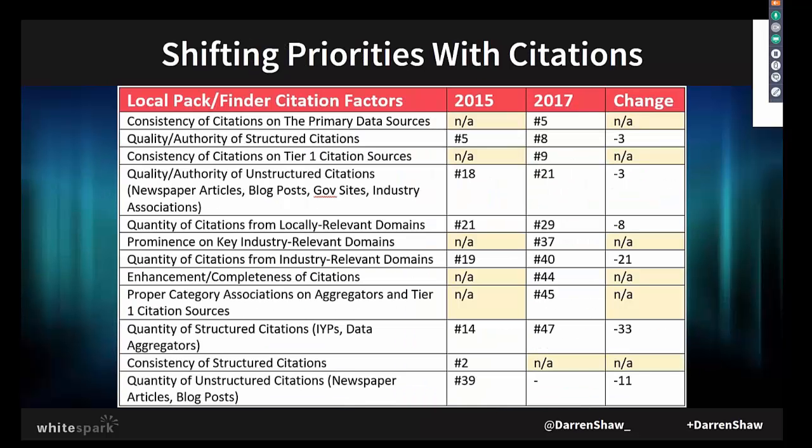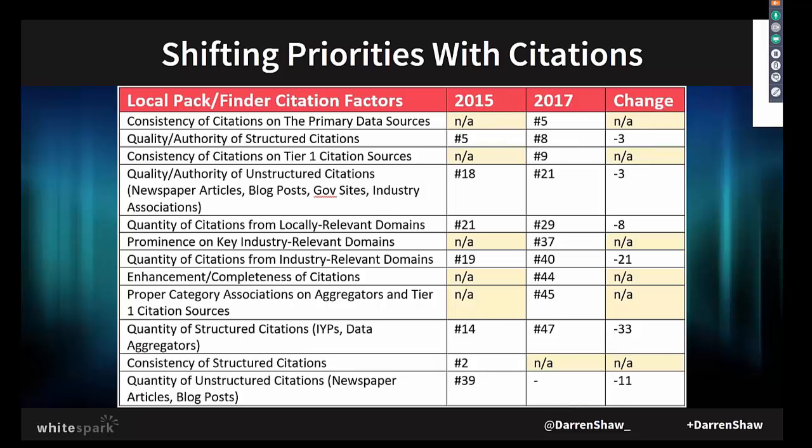Okay. Please don't try to read all this. I know there's a lot of information on this slide, so just ignore all those titles on the left. What I'm trying to show you here is that a lot of factors were dropped and a lot of factors were added. Anything that has an NA in the 2015 column means it's a factor that didn't exist in 2015. So this is where we can see how these priorities are shifting.